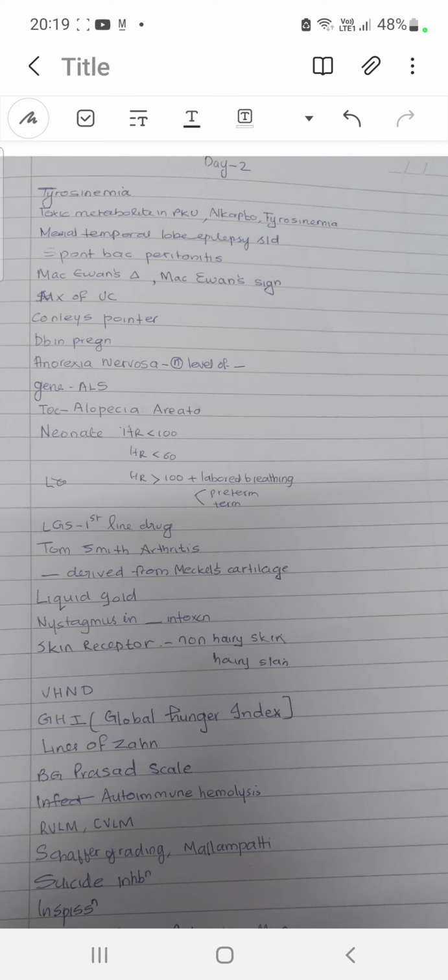RVLM, CVLM, so in baroreceptor reflex, RVLM rise, so it is activation, increasing BP. CVLM, C for calm, decreasing. So when baroreceptor is getting activated, it has to work in such a way to decrease BP, right? So it will activate CVLM, it will inhibit RVLM.